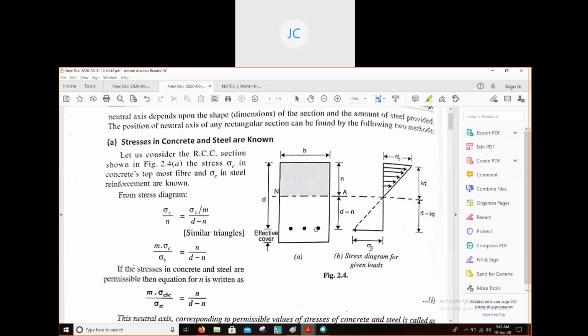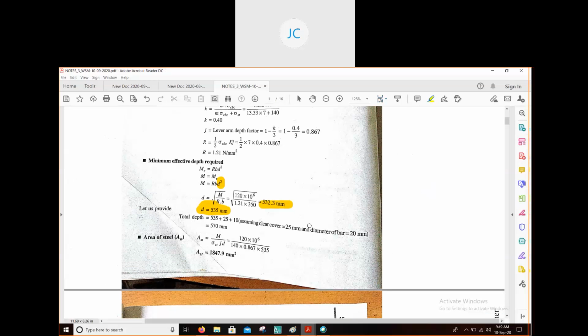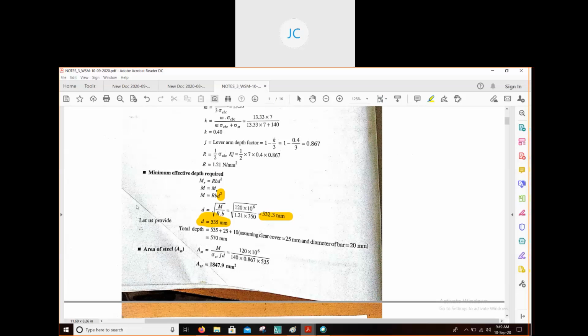And if the diameter of this bar, these are our steel bars, in this case we have taken the diameter of bar as 20, so we have to take half of the diameter, so it will be 10 plus clear cover 25, so 35, plus this D, which is our effective depth, which we have already calculated, 535. So 535 plus 25, our clear cover, plus 10, half of the diameter of the bar. So we have got the total depth of the beam as 570.